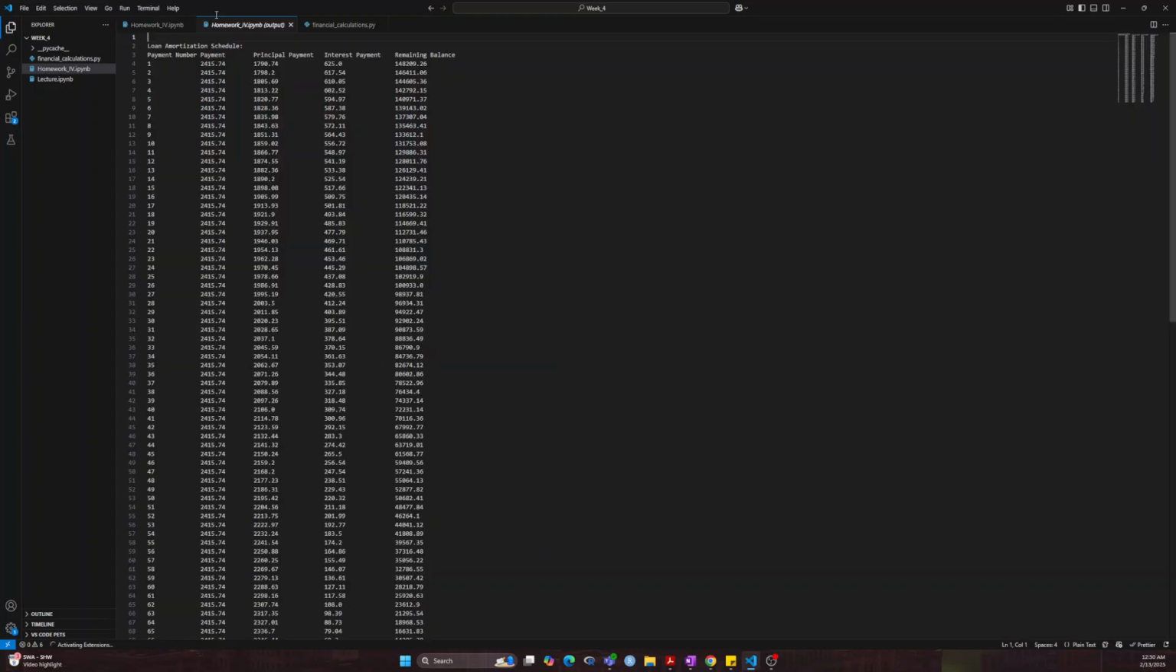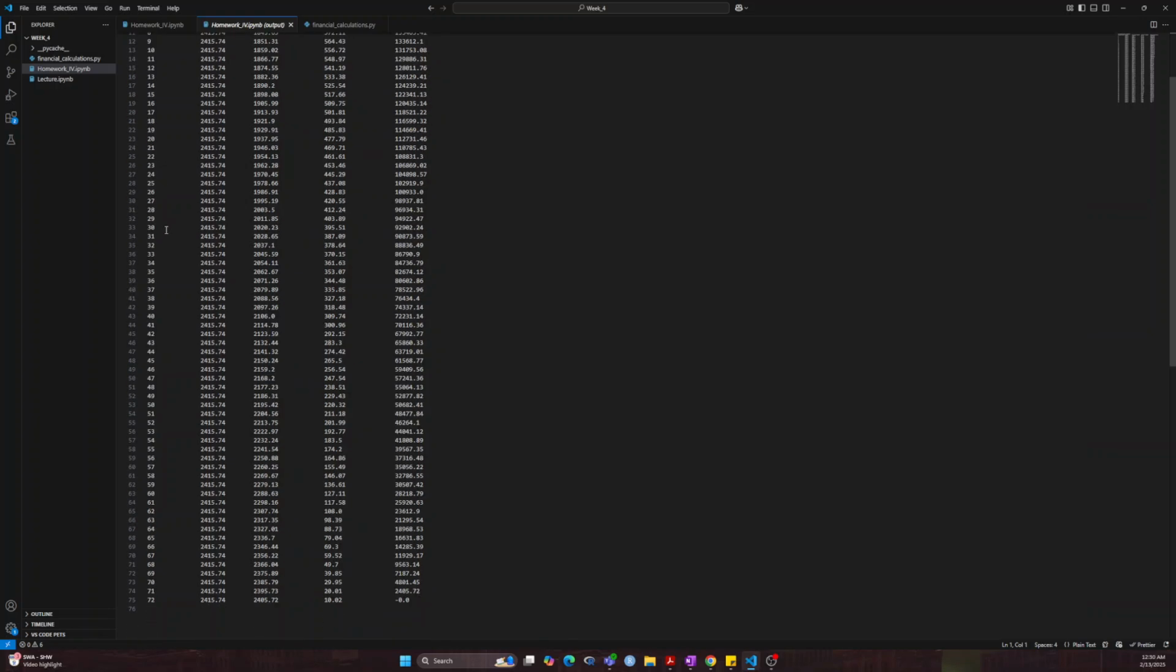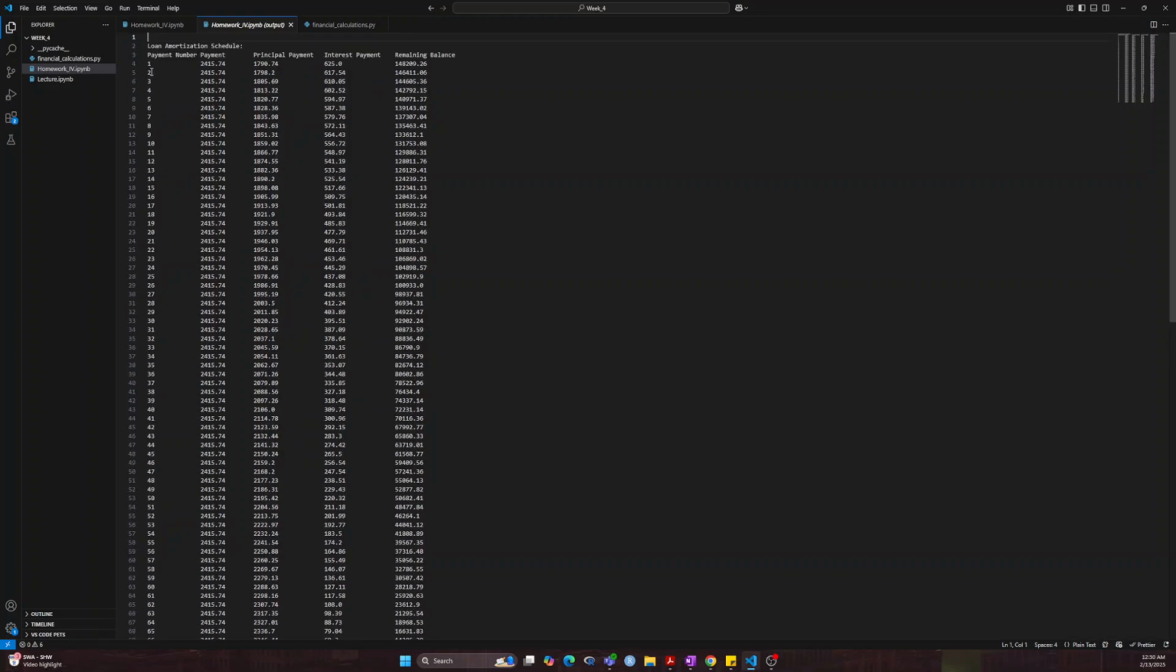I'm going to expand it, and then we see the payment period. This is a monthly payment for around, I think, 10 years. So we see now it breaks it down by payment number, payment, principal amount, interest payment, and then the remaining balance.